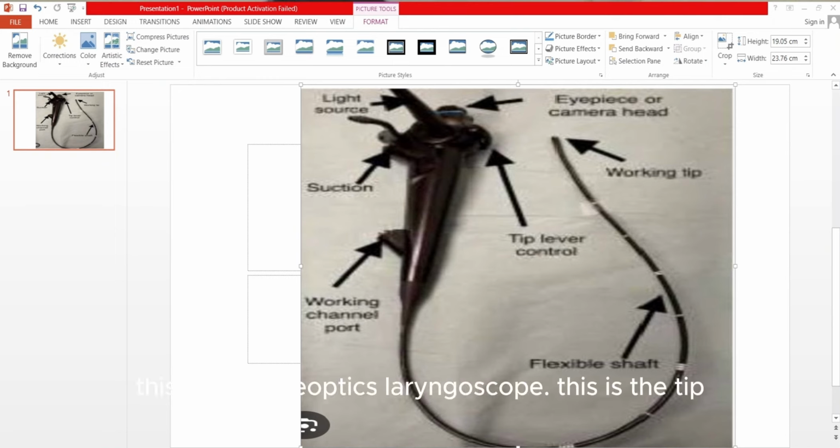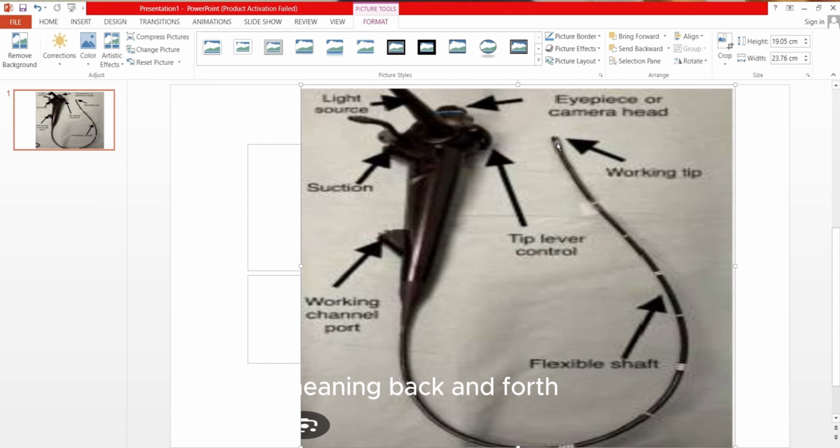All right, this is the fiber optic laryngoscope. This is the tip. This is the flexible shaft. This is the suction channel. This is the light source. This is the control knob. The control knob helps to control the tip of the device. And mind you, the tip of the device does not move in 360 degrees, but rather it moves anteriorly and posteriorly, meaning back and forth.